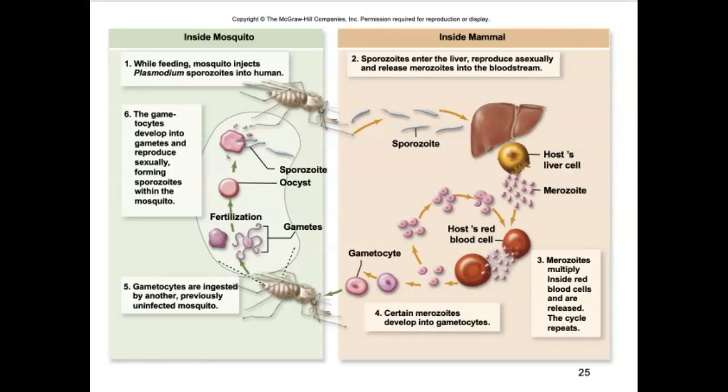So the mosquito. The mosquito is carrying the sporozoites in it. It doesn't kill the mosquito. The mosquito is, we call it the vector or the carrier. The mosquito bites a person. So let's follow this path. Mosquito bites us, injects the sporozoites. The sporozoites go down to your liver and they reproduce asexually.